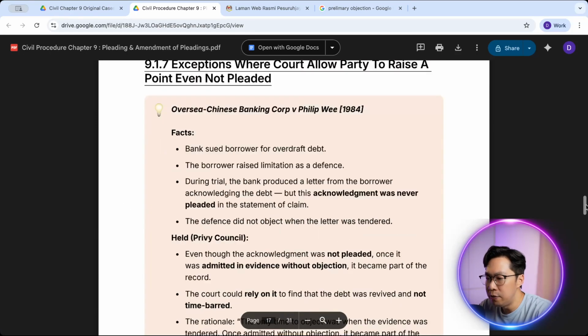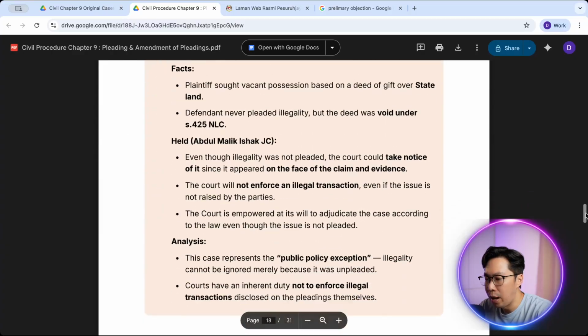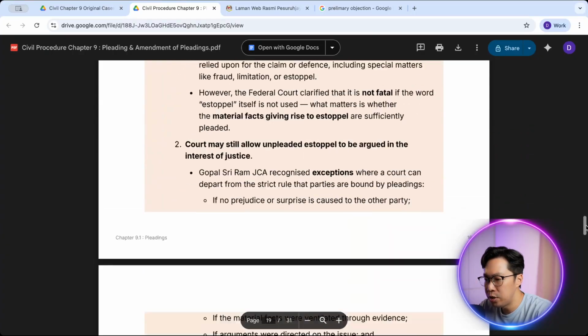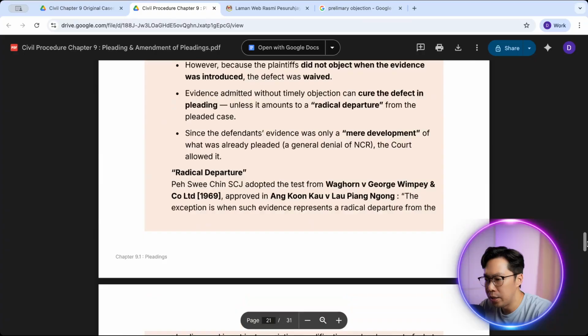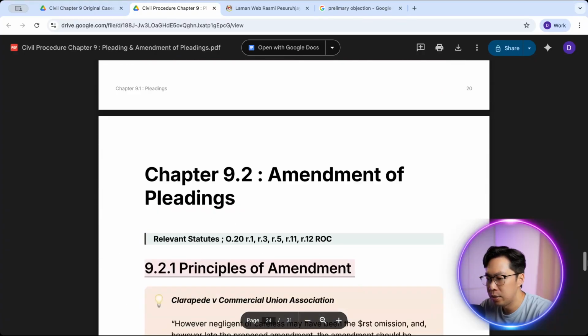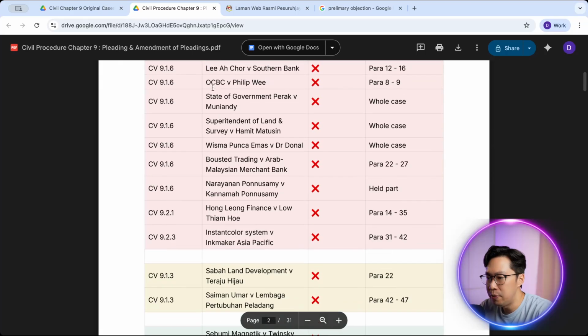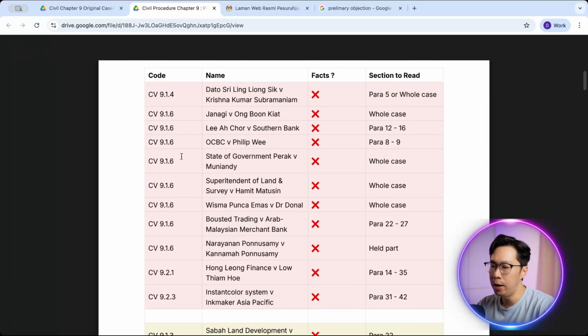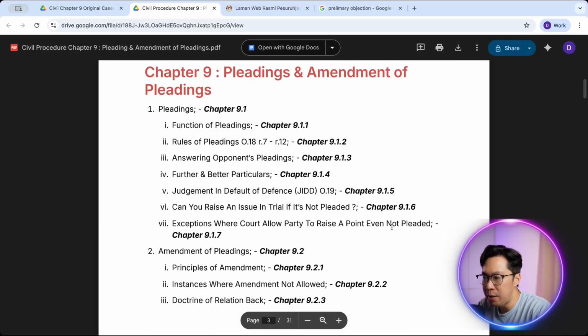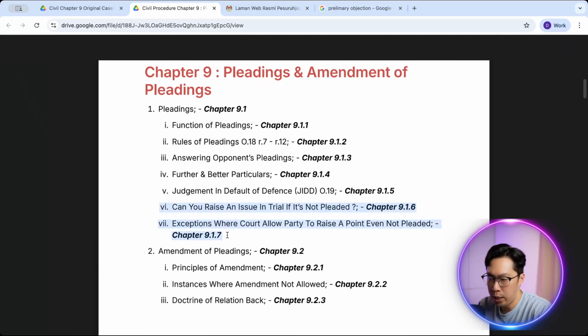Okay. OCBC Philip Wee, Narayanan, both states, and Superintendent of Lands is 9.17. Sorry about that. You can amend it a bit here. All right, 9.17. But it's around there. It's all in the same area, these two. You look at these two together.